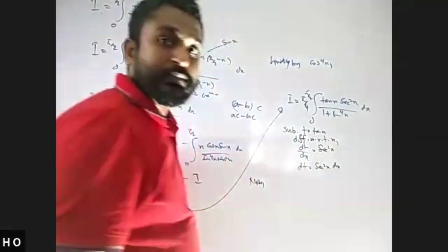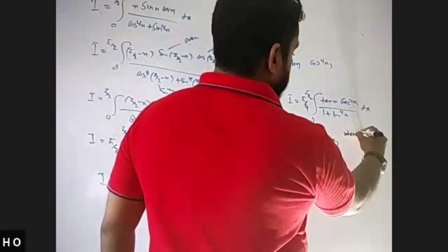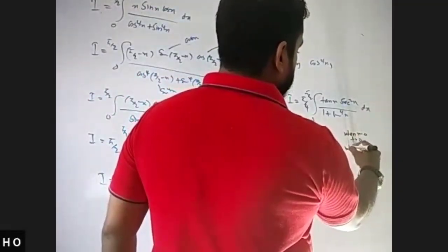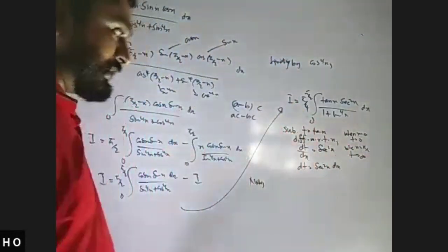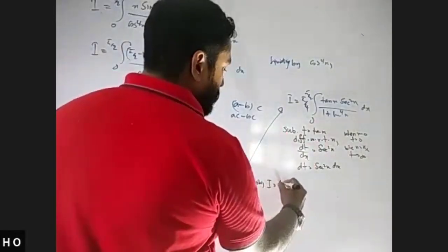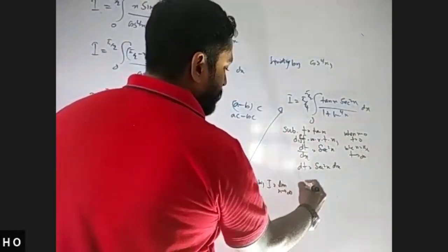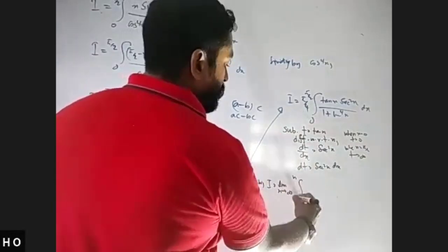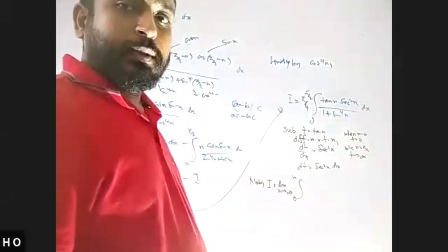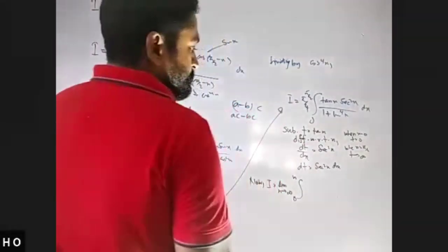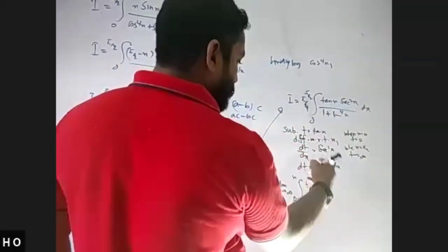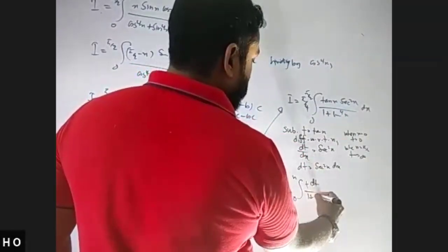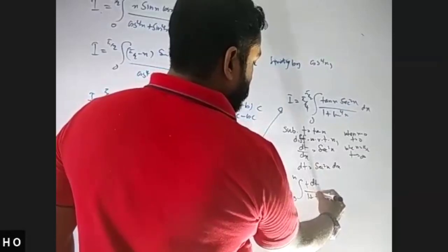Now, before that, adjust the limits as well. When x is 0, t is 0. When x is 5 by 2, t tends to infinity. There you have to be careful. I is, you have to use a limit, limit n tends to infinity, because you cannot put infinity there. 0 to n, again the limit for the integral. And tan x is t, sec squared x dx is obviously dt over 1 plus tan^4 x. So it is going to be t^3 over 1 plus t^4 dt.